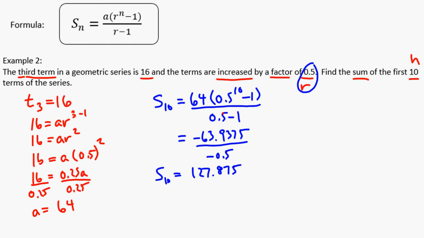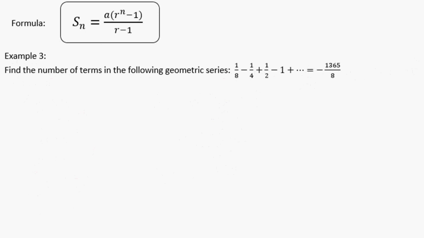This is probably the most spicy one I got here. The last example looks like this. So again, there's the formula. Find the number of terms of the following sequence. Ooh. So what do I have? Clearly I can see my A value. My A value is right here.